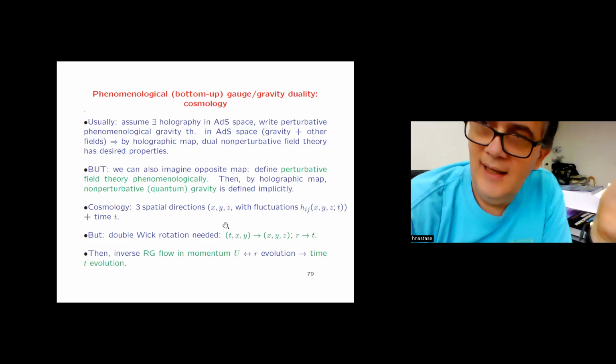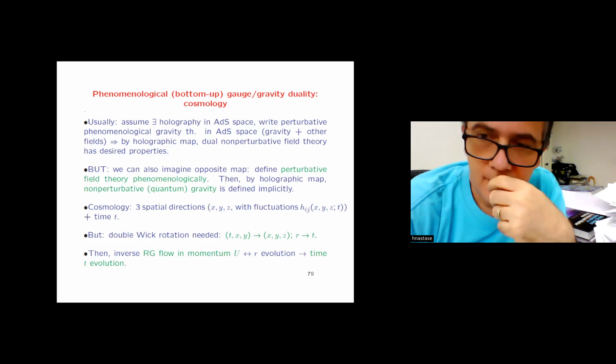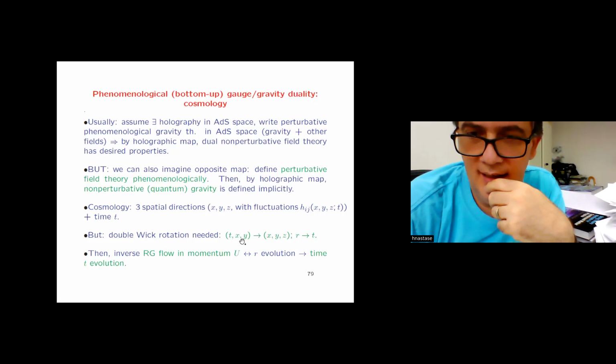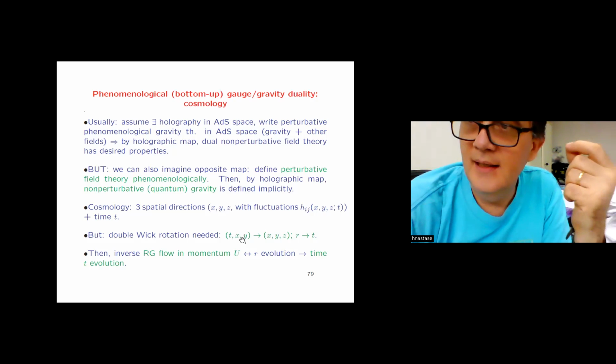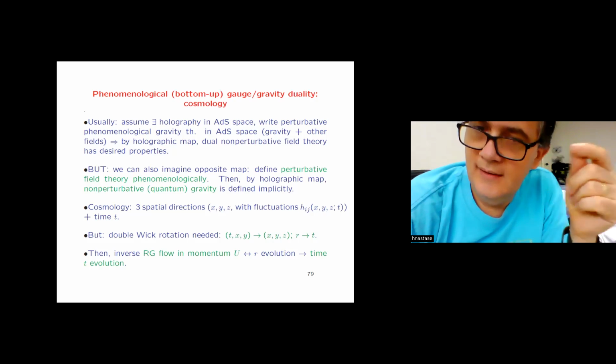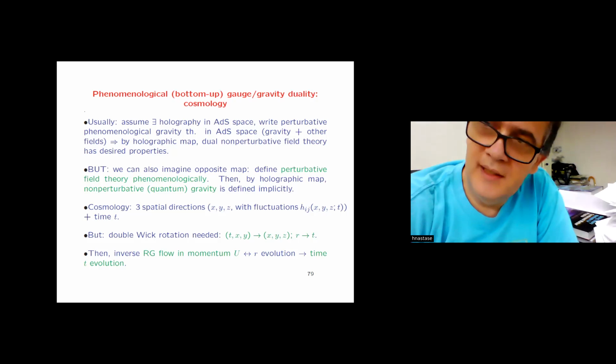However, in order to apply AdS/CFT, or rather gauge-gravity duality, to it, we have to do a double Wick rotation such that instead of XYZ, we now have TXY. So the time is now part of the boundary field theory. And instead of time, we have radius, so that this extra coordinate, the coordinate away from the field theory, corresponds in cosmology to time.